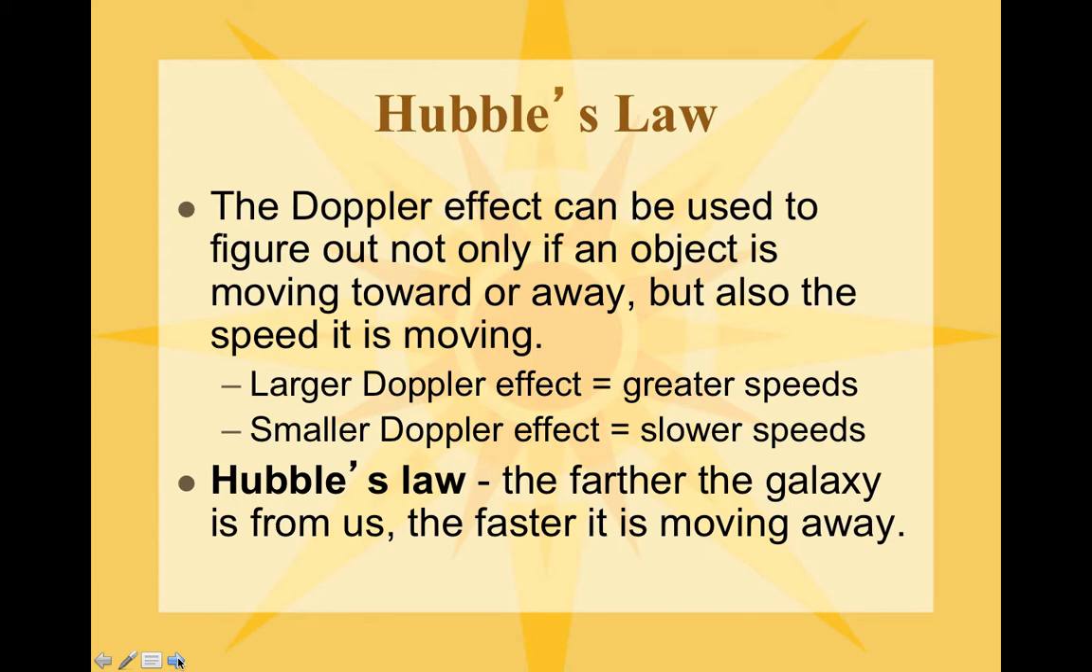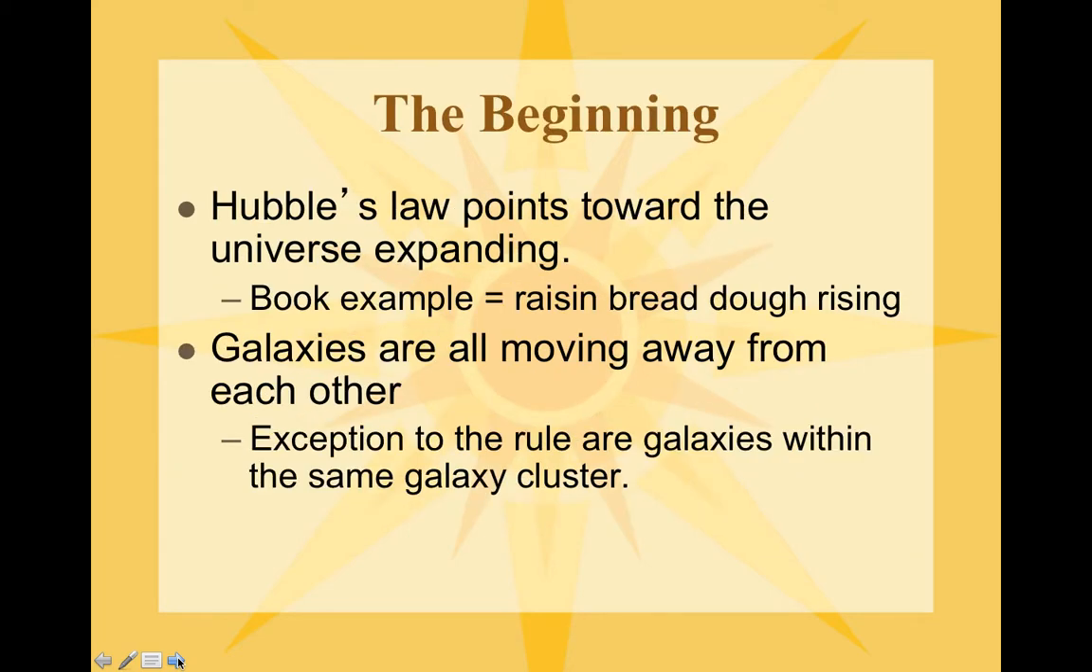Well, what that meant for Hubble was that the farther galaxies are moving faster. And so Hubble's law, in a nutshell, states that the farther the galaxy is from us, the faster it's moving. And then we can make another inference, that our universe is expanding. Our book gives an example, because we use that so often, as raisin bread dough rising, or you can think of a chocolate chip cookie. You put this little ball of dough on the cookie sheet, and then those cookies spread, and those chocolate chips move farther away from each other. And so all galaxies do this.